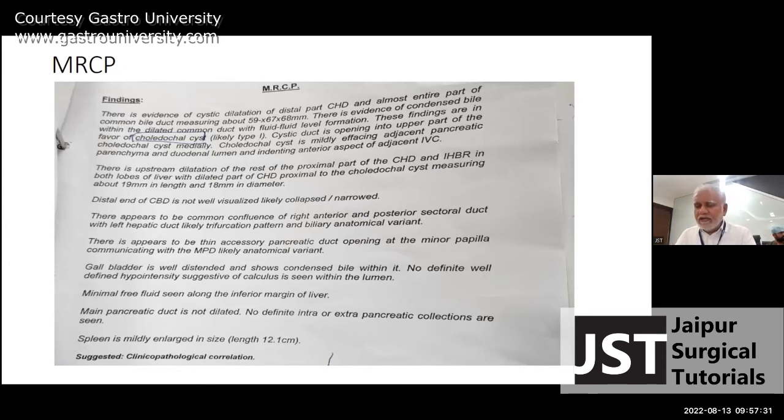Second is a theoretical discussion that there are two hypotheses. One hypothesis is that it is only the epithelium of the choledochal cyst which is carcinogenic. So then complete excision of the choledochal cyst takes care of the risk of malignancy.